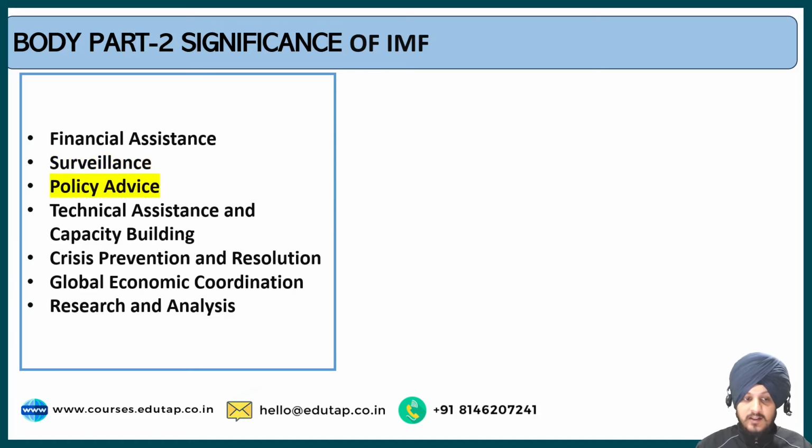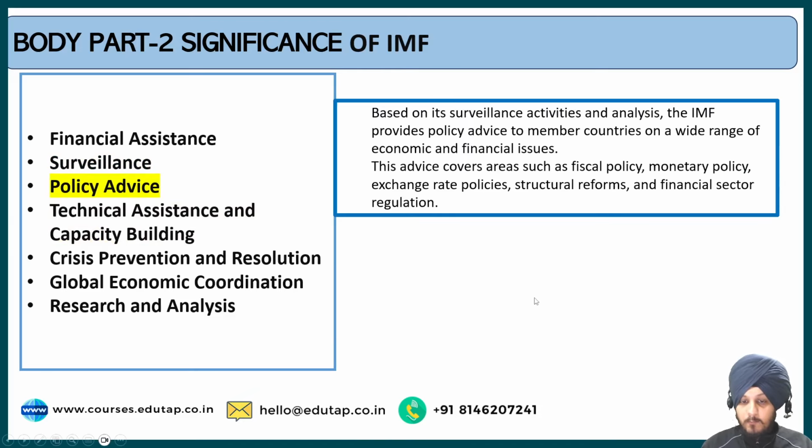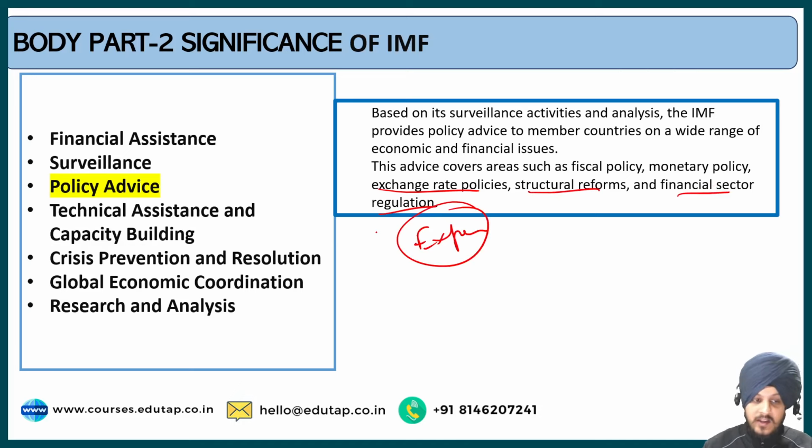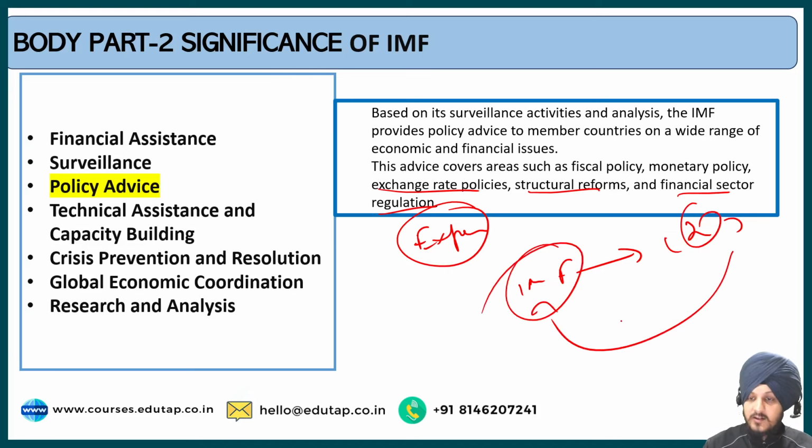The third point is regarding the policy advice. So IMF keeps on giving policy advice to its member nations regarding areas such as the exchange rate policies, the structural reforms and the financial sector regulation, because IMF has different experts as a part of its area. So it keeps on giving the policy advice. You must have heard that in the news. A lot of times we see that IMF says so and so about India, and then India responds, yes, if that is the case, do we agree with it or not? So such statements and such dialogues keep on happening through IMF, and that is a major significance. That is the policy advice.